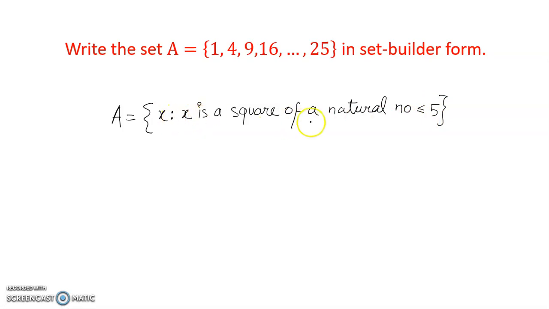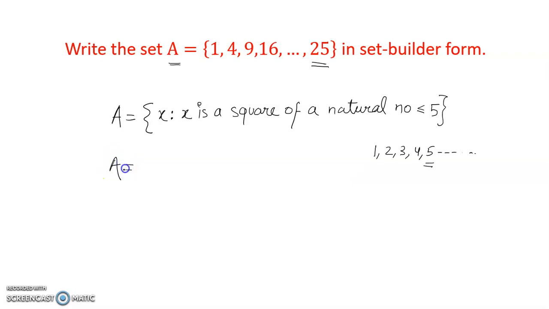So if I rewrite this set, x is the square of a natural number. So what are natural numbers? Natural numbers are 1, 2, 3, 4, 5 and so on. And what is set A? It is the square of natural numbers. So 1 square is 1, 2 square is 4, 3 square is 9, 4 square is 16 and so on. And where is it stopping? At 25. So the largest number I can take is 5. So x such that x is the square of a natural number less than or equal to 5.